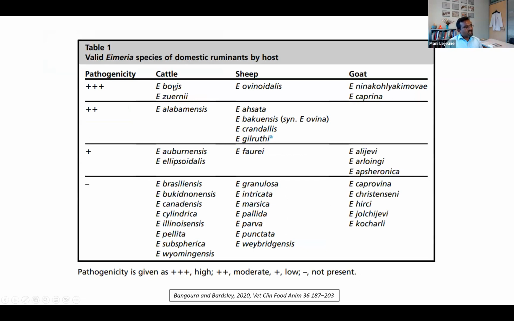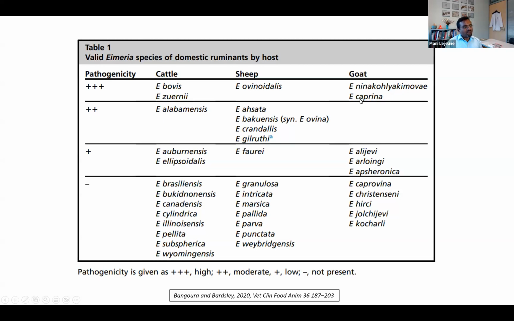Here is the list of different coccidia in cattle, sheep, and goat. And as you see, there are more than 10 species in each host, but not all are considered pathogenic. So in cattle, Eimeria bovis and zurnii are considered highly pathogenic, and in goat, it's Eimeria ninakohlyakimovae or Eimeria caprina.